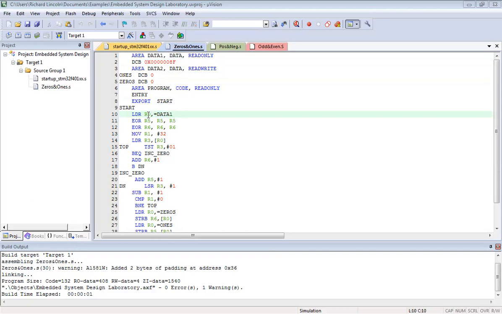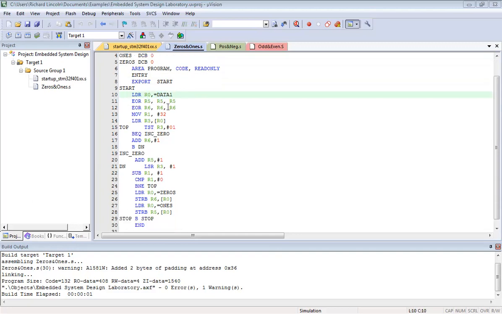And here we are trying to do an XOR operation between R5 and R6 because R5 and R6 are playing a major role in checking the number of ones and zeros.